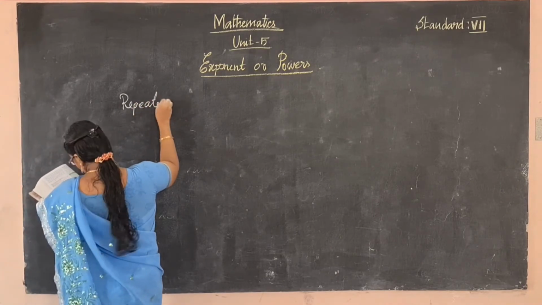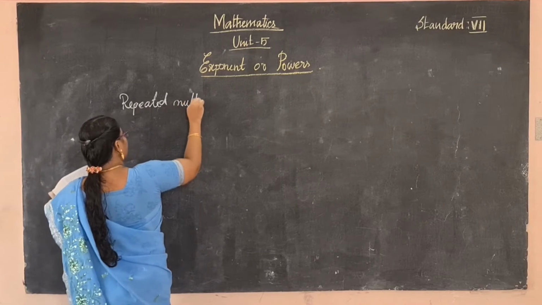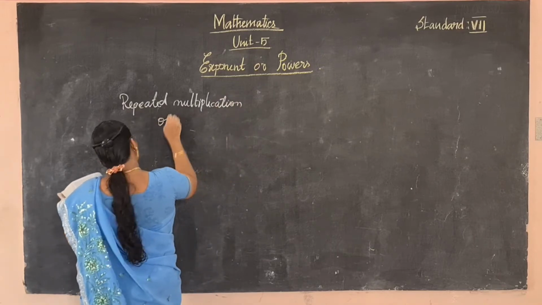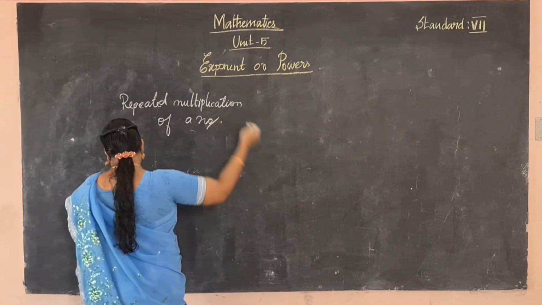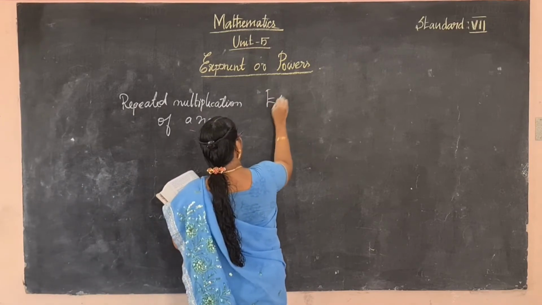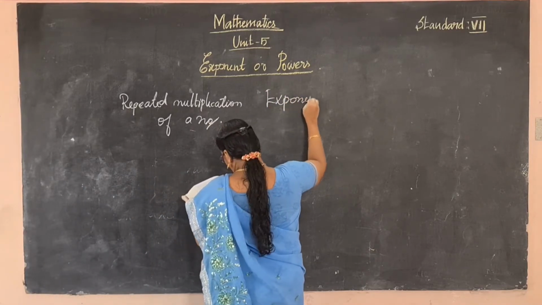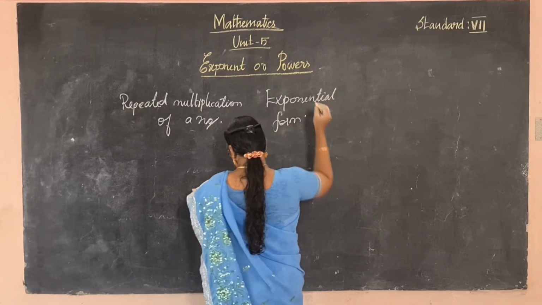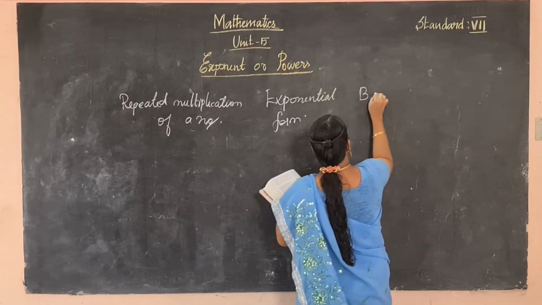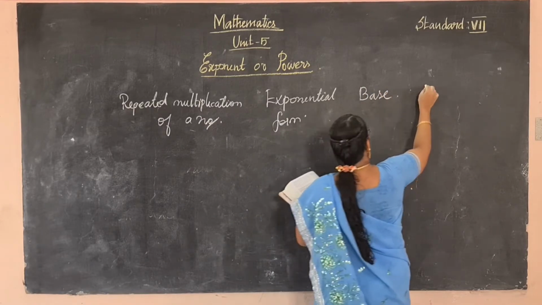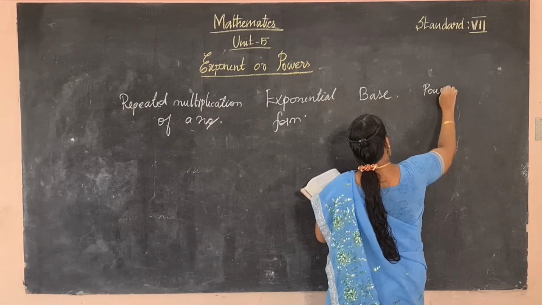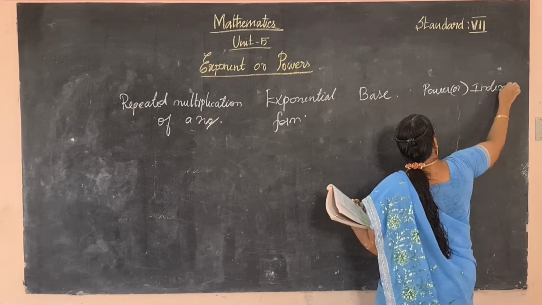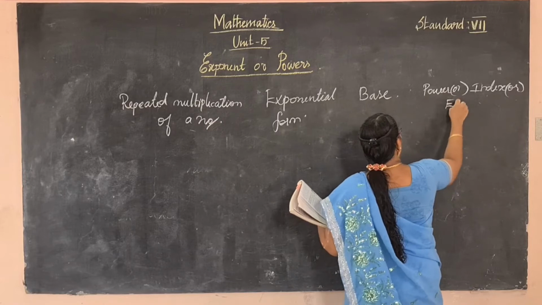Repeated multiplication of a number, and exponential form. And then base and power or index or exponent.